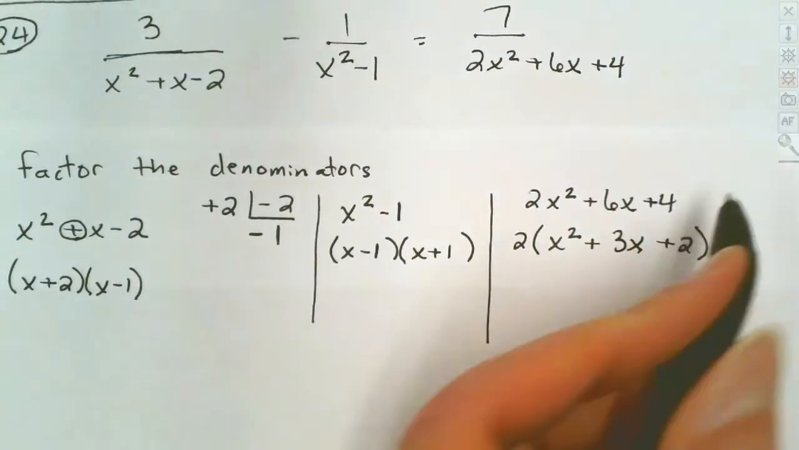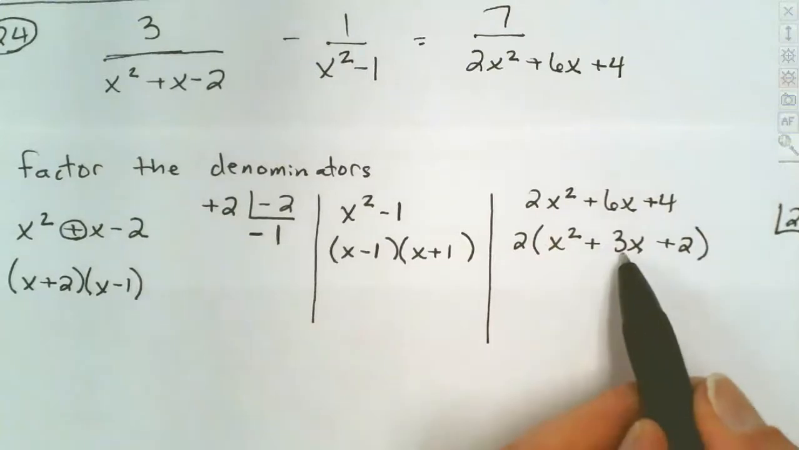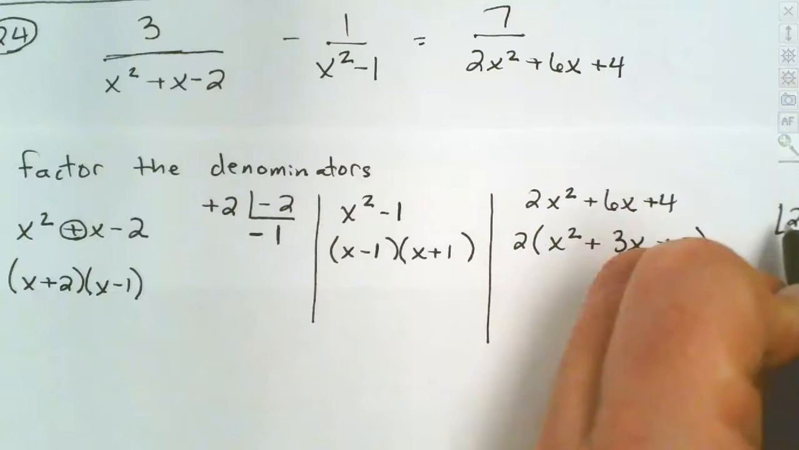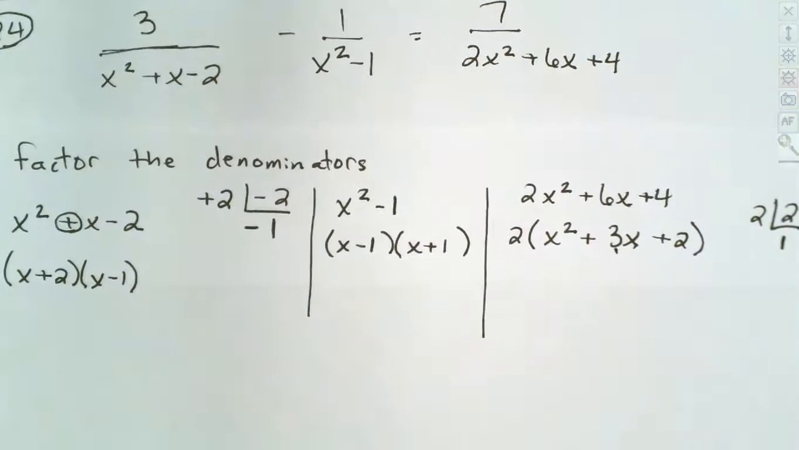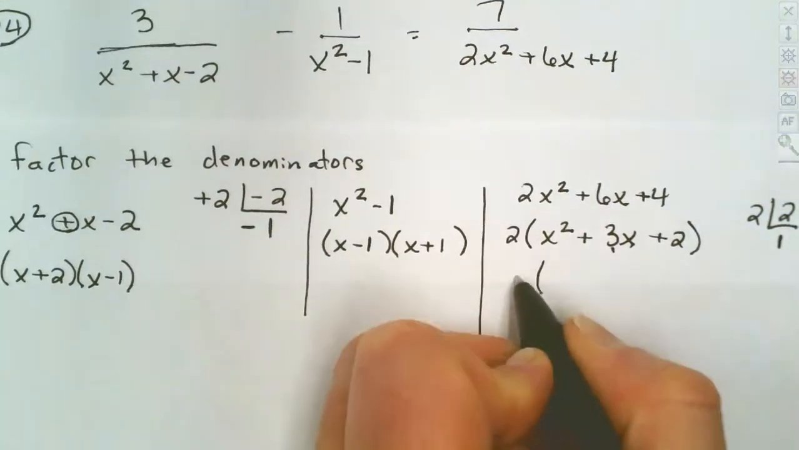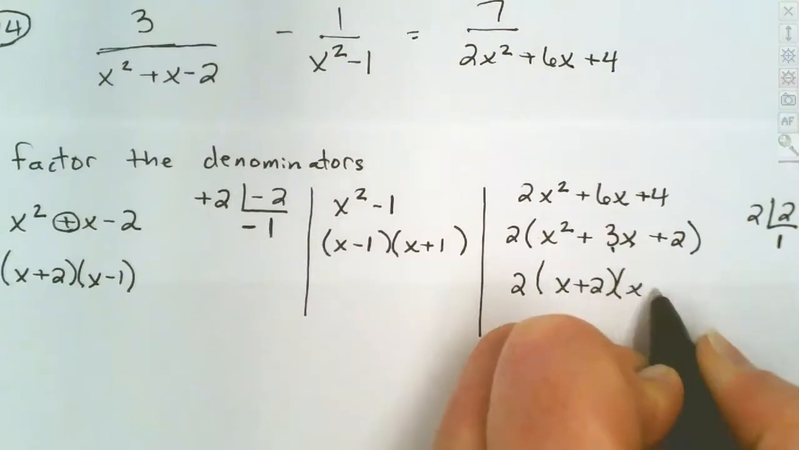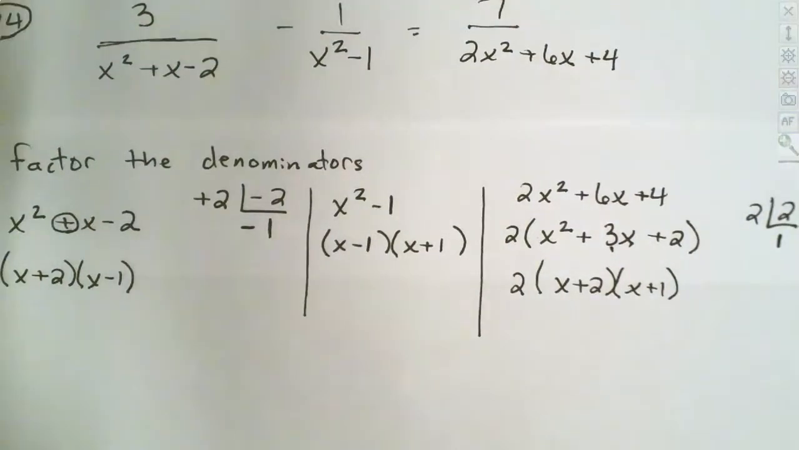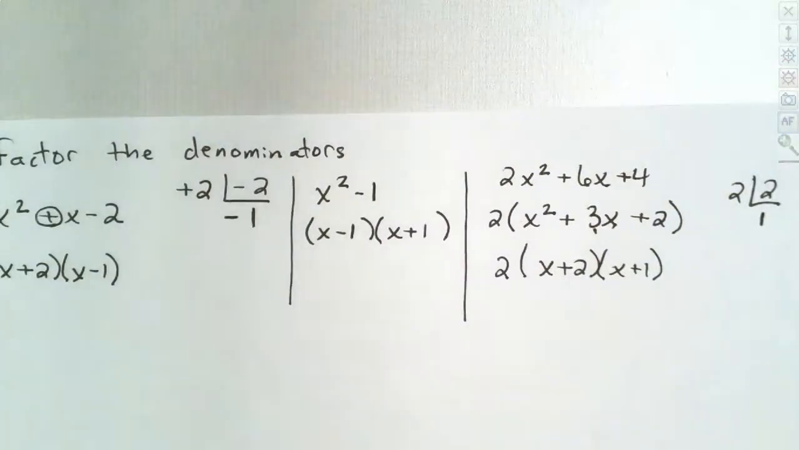Okay, 1 times 2 is 2. What two numbers multiply together to give you 2, add together to give you the 3 in the middle? Well, that's going to be 2 and 1, right? Because 2 times 1 is 2. And 2 plus 1 is that 3 in the middle. So that will then factor into 2 times x plus 2, x plus 1. So this one does take a little bit more time just to factor it. The hard part, though, is all done now.